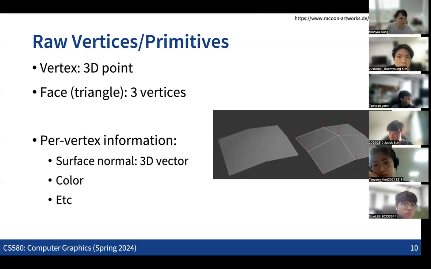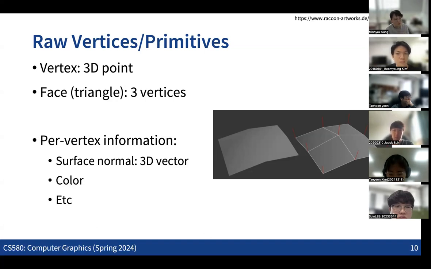So typically for the triangle mesh, we're going to have a set of vertices, which are basically the 3D points in space. Then we connect them, forming faces, which are basically triangles made by taking three vertices.